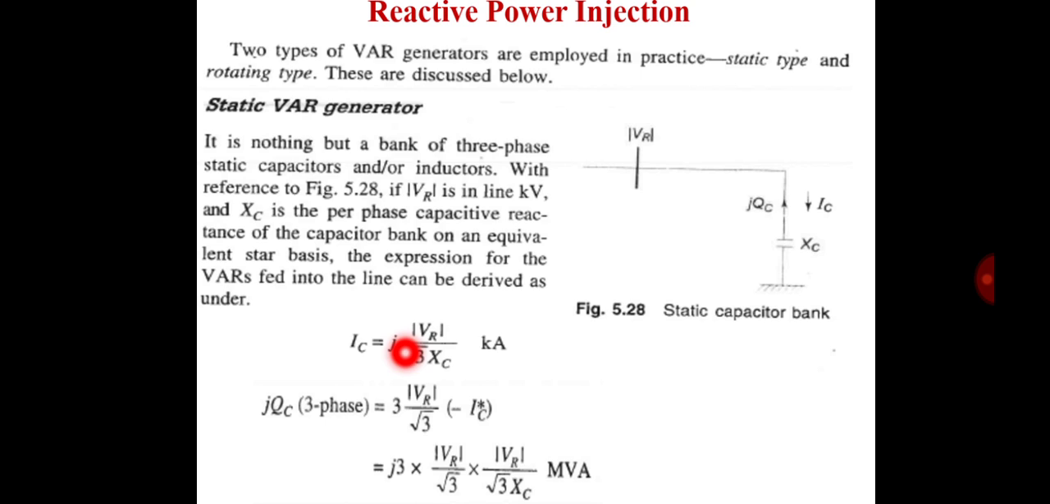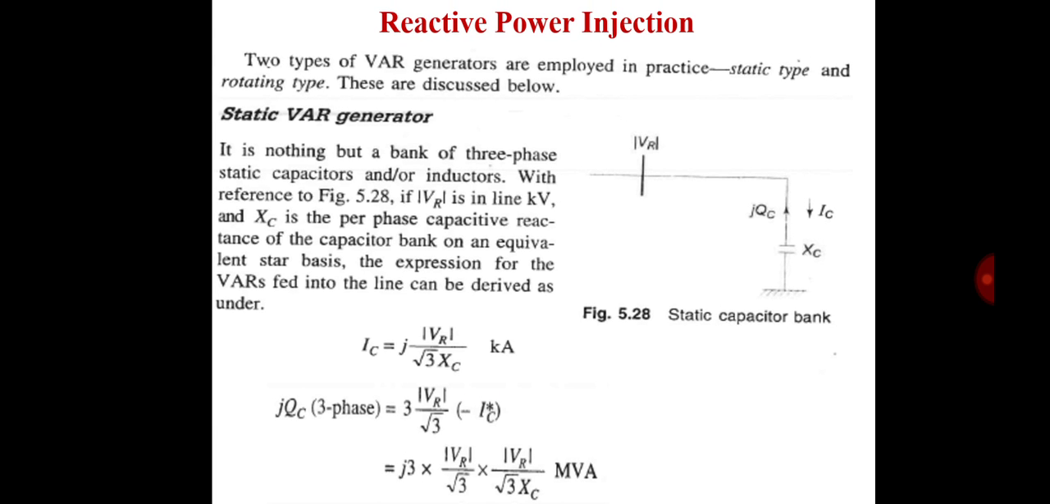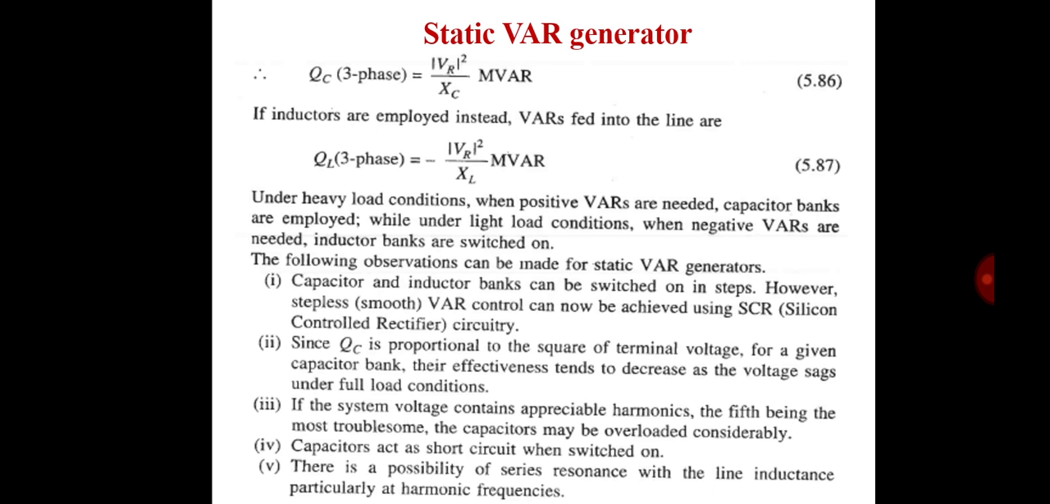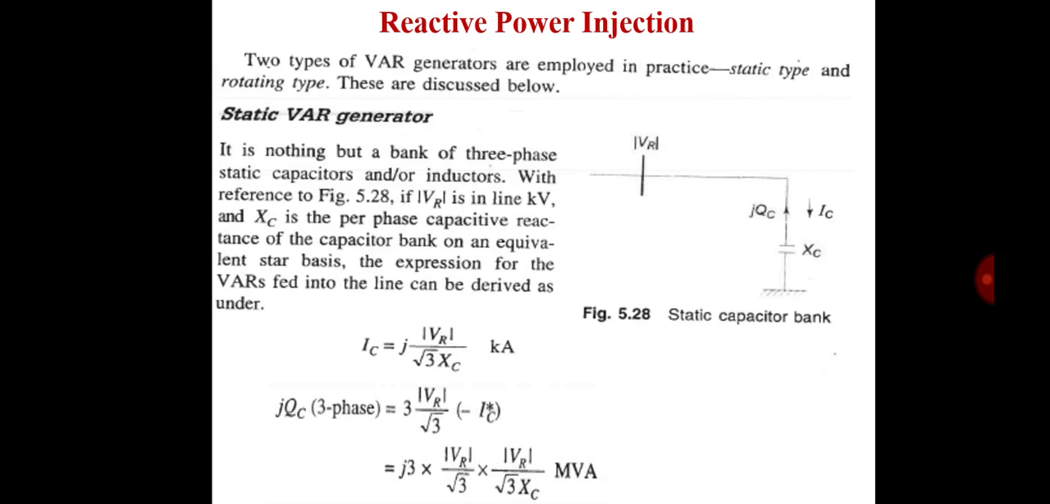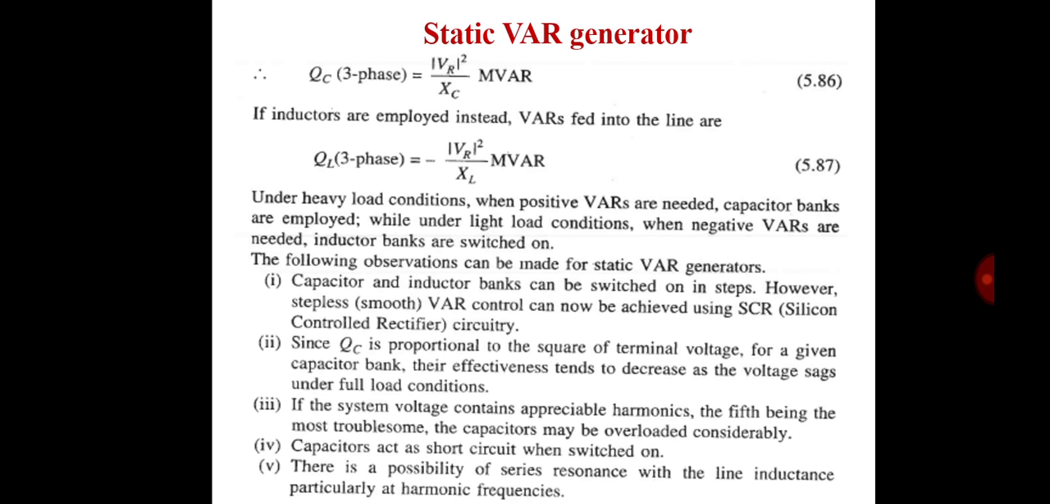Here is the j, so we write the j here. Now QC three phase is equal to VR square divided by XC, in VAR. In this equation the root 3 terms cancel, root 3 squared is equal to 3, cancelling by 3. So the equation becomes VR whole square divided by XC, in MVAR.